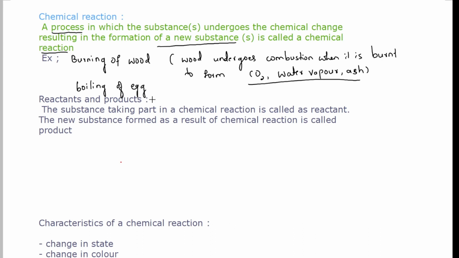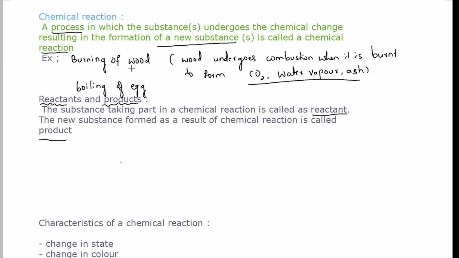Now, we said that a chemical reaction will result in the formation of a new substance. Then what are those new substances called? We will understand about the terms reactants and products. What are those? Let's see. The substance which takes part in a chemical reaction is called a reactant. The new substance which is formed as a result of a chemical reaction is called a product.